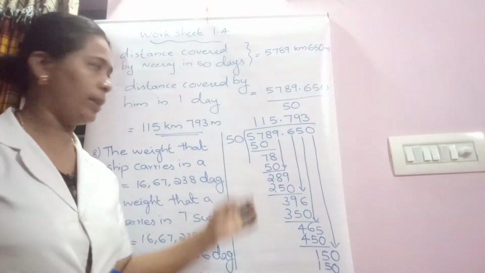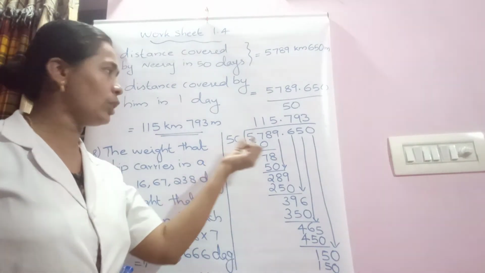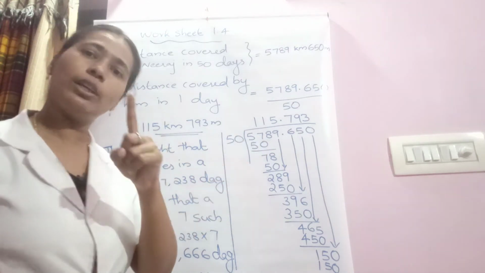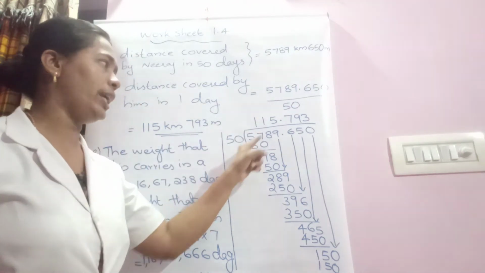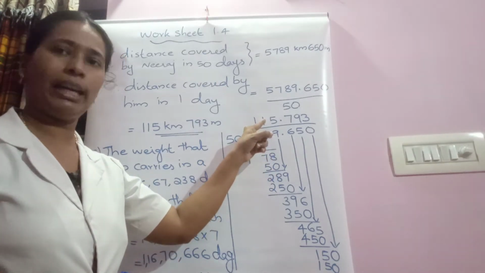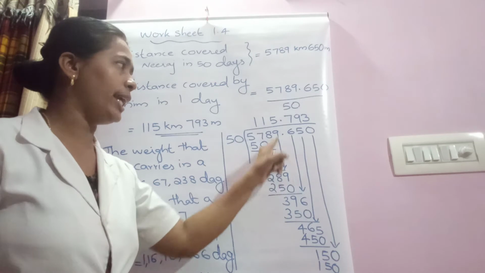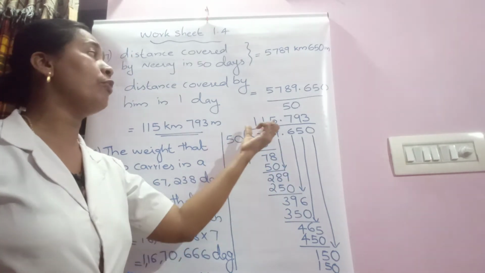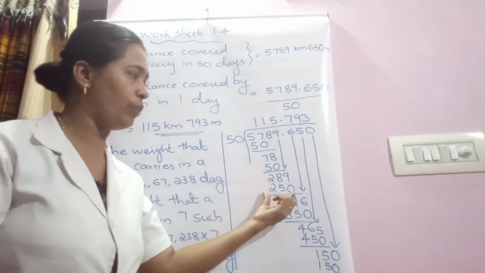Usual division method. Here divisor is 50. So take 2 digits at a time. 57, how many 50s are there? Only 1. So 50, remaining balance 7, bring down 8, 78. In 78 again 1 time 50. We have 28, bring down 9, 289. In 289 we have 5 50s, 250.